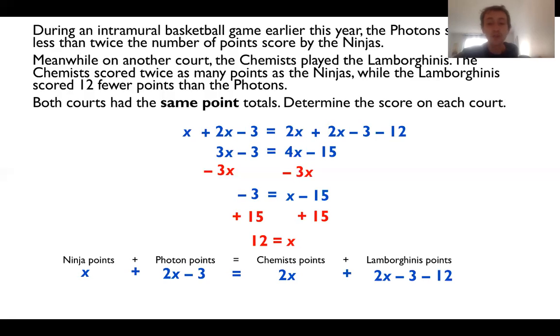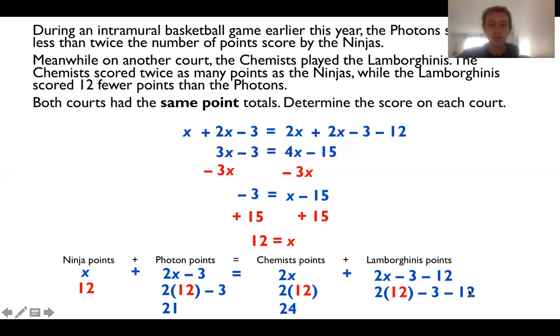If you wanted to, you could find out what everybody else got for points. So what I'm saying is, if X is 12, the Ninjas had 12 points. We had 3 less than twice that. It's weird to say, but 2 times 12 minus 3 is 21. So we won the game 21 to 12. For the Chemists, they had 2 times 12, so they had 24 points. And the Lamborghinis had 2 times 12 minus 3 minus 12. 2 times 12 is 24, minus 3 minus 12 equals 9.